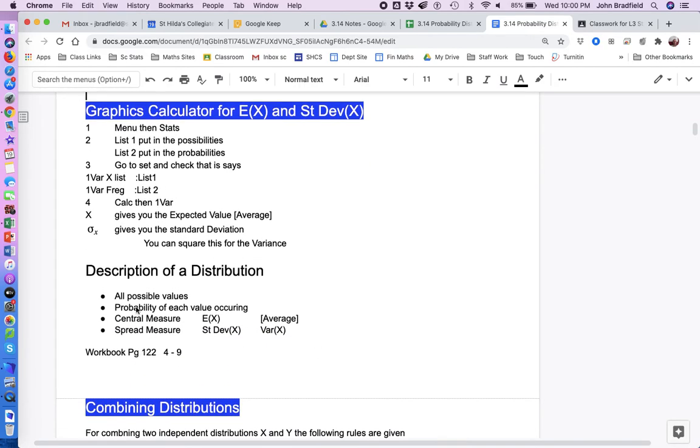And when we're talking about a description of the distribution of x, in general we have all the possible values, the probability that goes with each value, some sort of central measure, so we call it the expected value of x or the average, and some sort of measure of spread. Standard deviation is the most useful, but we're most likely going to calculate the variance using the formula and square rooting it to get the standard deviation. Okay, so that's part one.